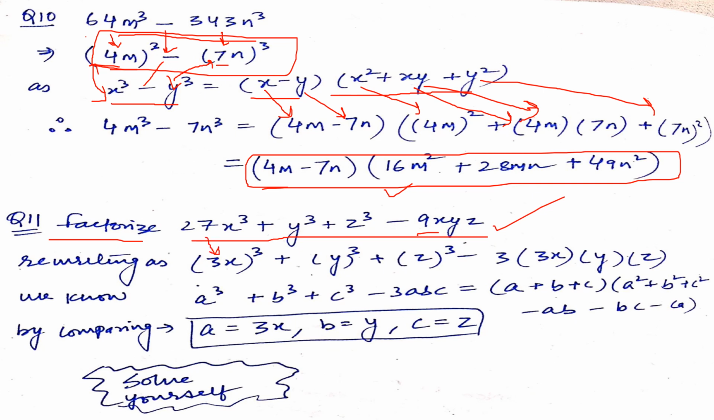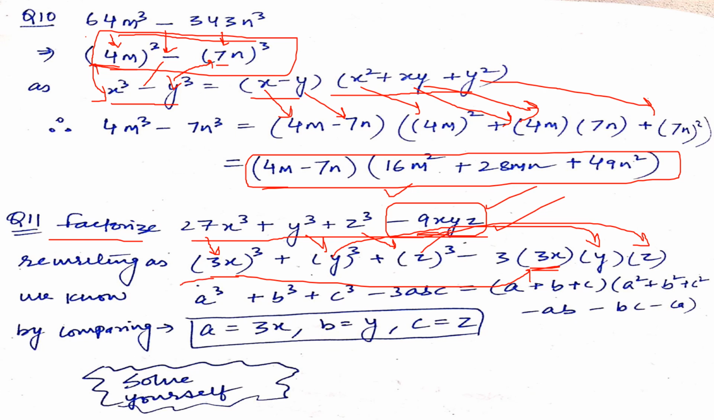27x cube may have come from 3x whole cube. Very easy. y cube must have come from y whole cube. Simple. z cube may have come from z whole cube. Now we don't need to see this thing because we know minus 3abc. So just put a minus 3. a is how much? 3x. b is how much? y. And c is how much? z. So again, I have not considered this, but I have used these three terms only to write the last term. If you check, 3 times 3 is 9, x, y, z. So they both are similar, so we are correct in this thing.